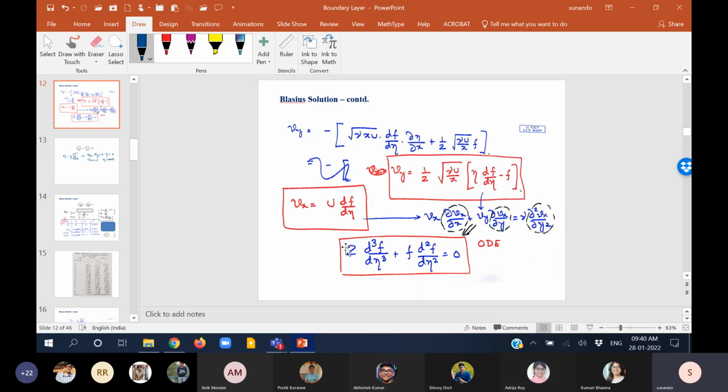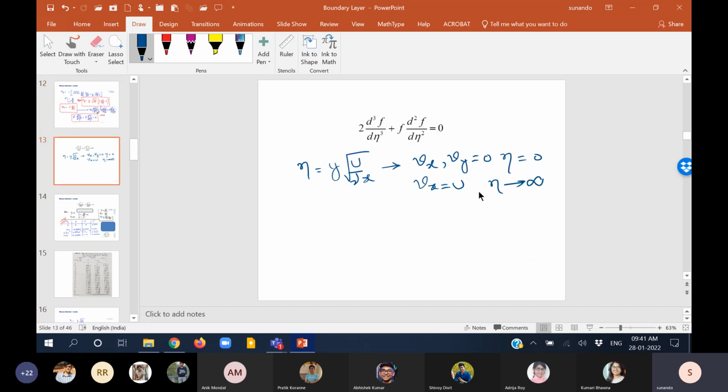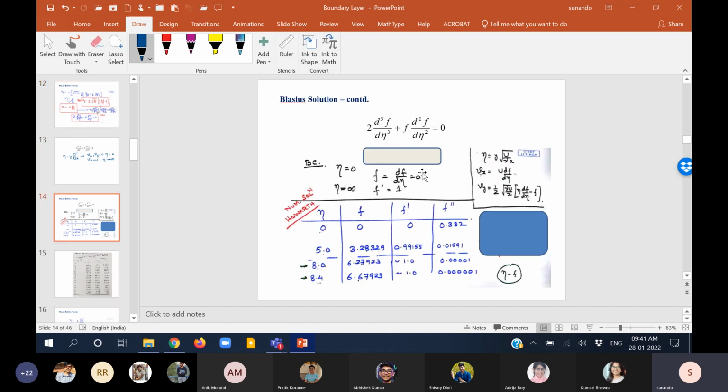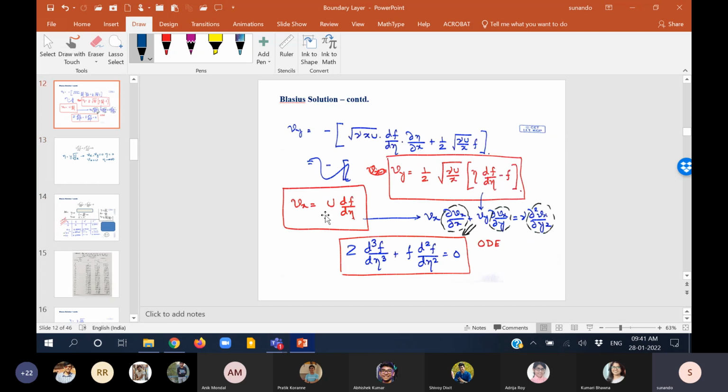Fine. So using the expression for Vy as we have obtained at eta equals 0, obviously the first term inside the bracket is 0. And for Vy to be 0, due to the no slip condition, f will have to be equal to 0. So the boundary condition then is obvious that at eta equals 0, both f and f prime will be equal to 0.